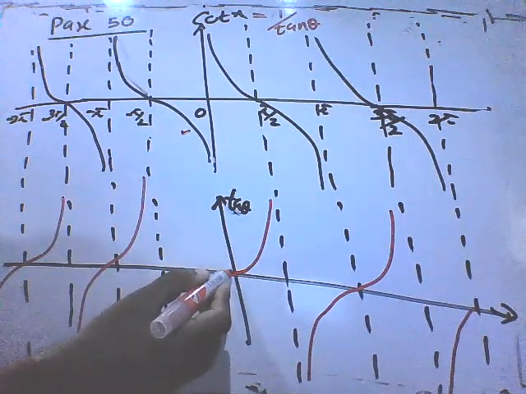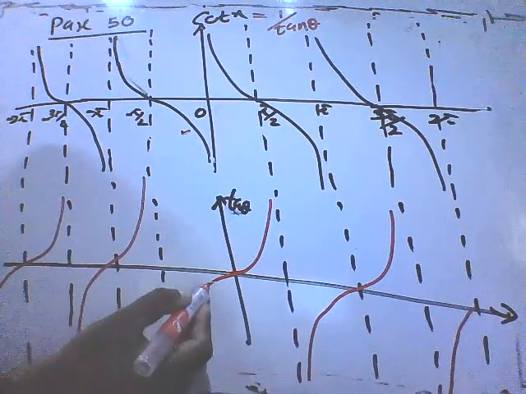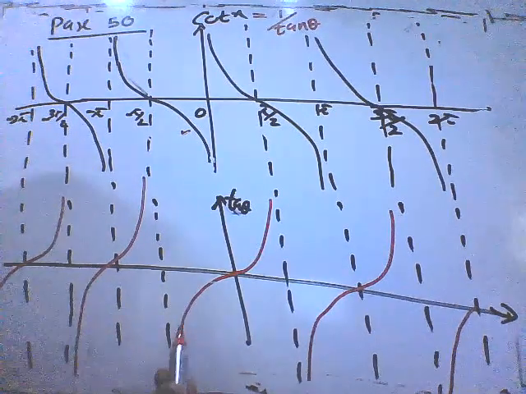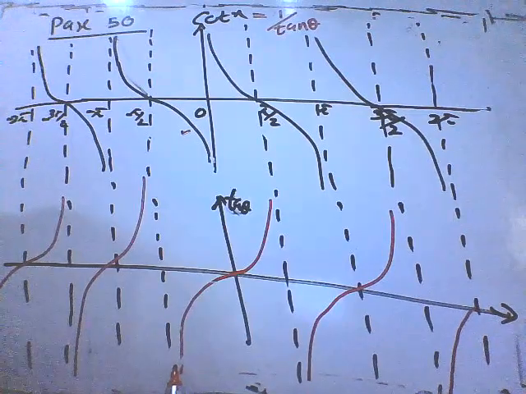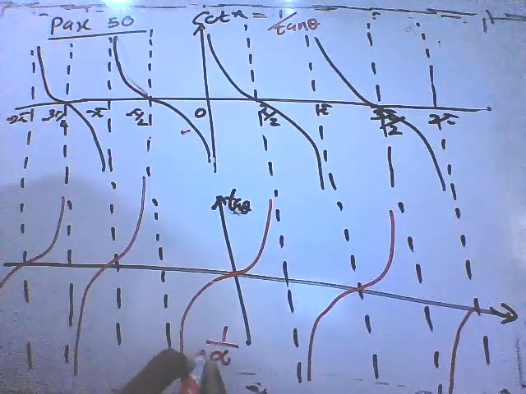Also, when tan theta is reaching a very high value in magnitude, very high negative, then 1 over tan theta, that means 1 over infinity, becomes 0.